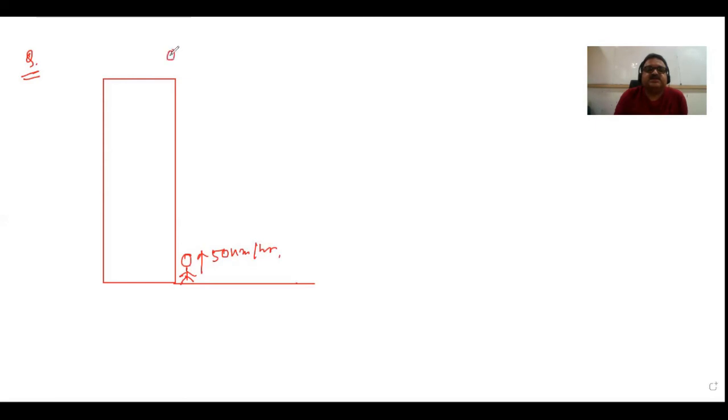And another person is standing here. He is throwing a ball downward with a speed of 20 kilometers per hour. And the height of this building is supposed to be 40 meters.